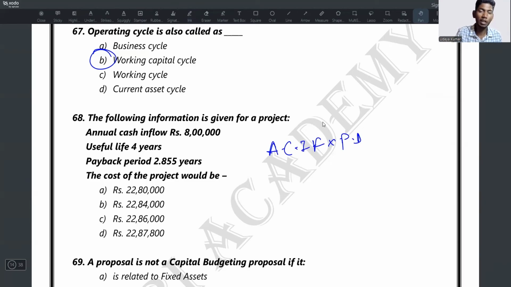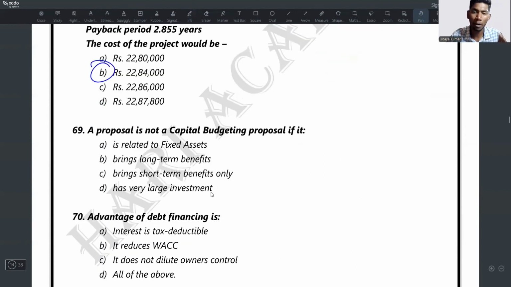So you'll easily get the value, which is 22 lakh 84,000. I think I'm right? So it's quite easy. 22 lakh 84,000. So moving to question number 16: a proposal is not a capital budgeting proposal if it is related to fixed assets. Okay, it's the right option.